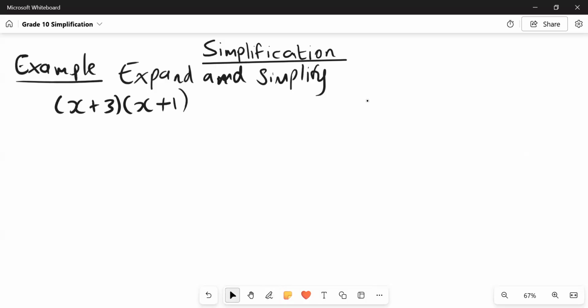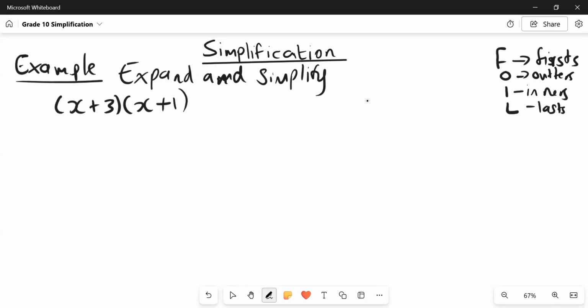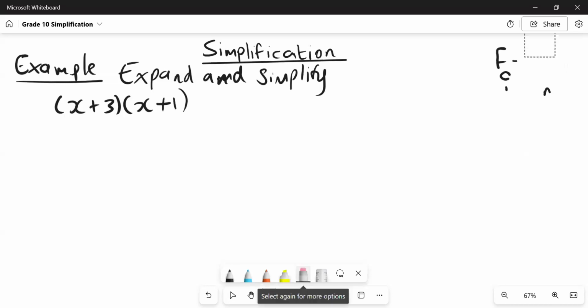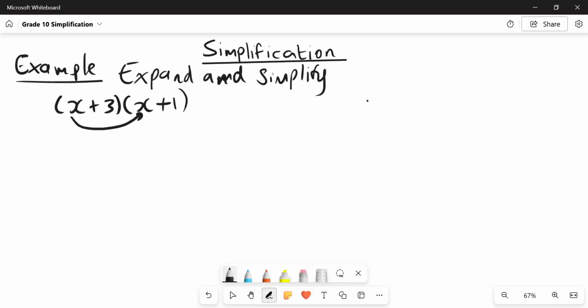How do we simplify this? We use what we call FOIL. FOIL stands for first, outers, inners, and then the last ones, right? So we apply the FOIL. I hope it makes sense. So now let's apply the FOIL. The first ones, x and x, that's x squared.